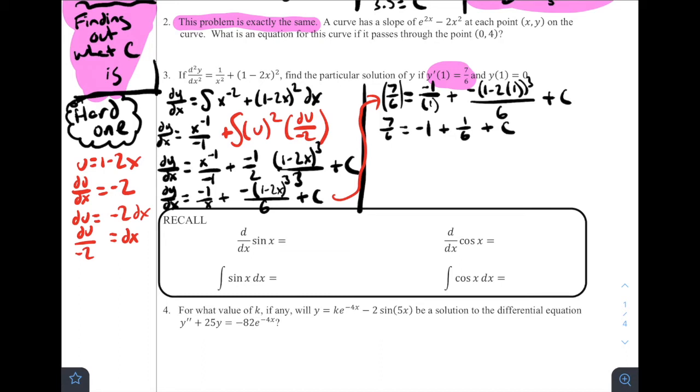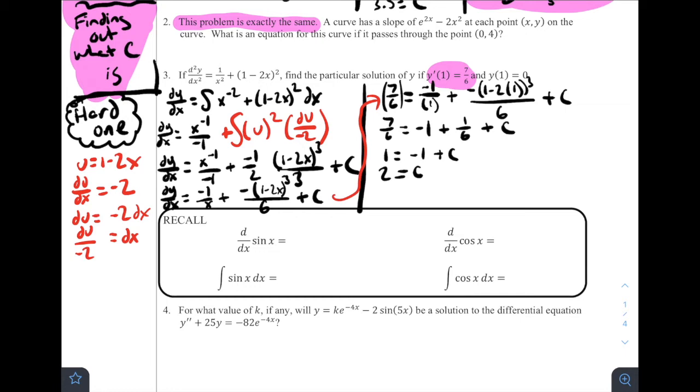If we wanted to simplify some more, what we could do is subtract 1 over 6 from both sides. So that's going to give us 7 over 6 minus 1 over 6 is 6 over 6, or just 1. And that's equal to negative 1 plus c. So if we add that 1 to both sides, we get that c is equal to 2 for that.